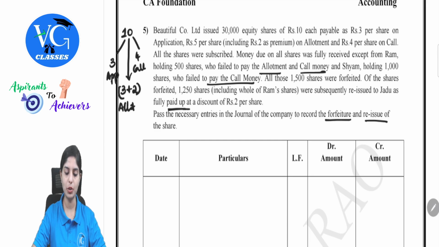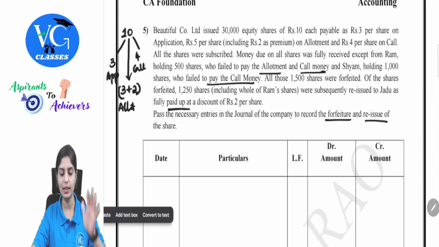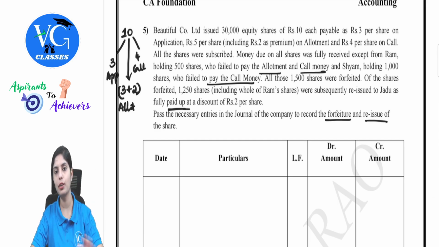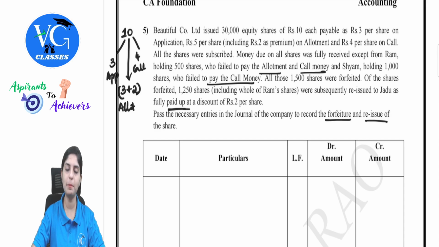See, if you observe in the question, they are giving us the complete story starting from application, allotment, and then call. But when the question specifically mentions to record only forfeiture and reissue, we'll only write down those entries, because you have to decide when you attempt the question based on the marks and the time required to invest. If you start from application, it will definitely take a lot of time because it involves more entries. So the question is clearly mentioning us to record forfeiture and reissue, so we'll only record those.